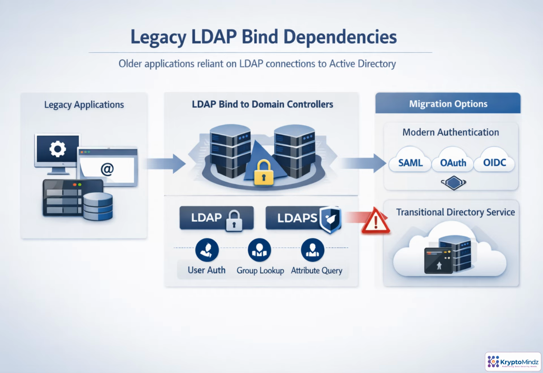During migration, identify every bind, especially simple or unencrypted LDAP. Then decide the path forward. Update the app for SAML, OAuth, or OpenID Connect, or place a transitional directory service in between.